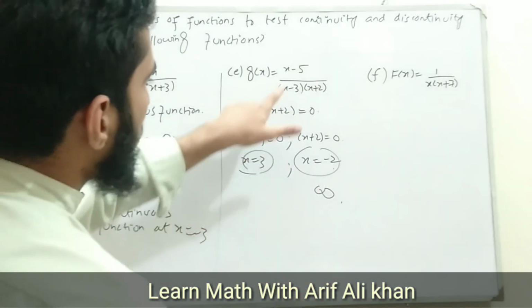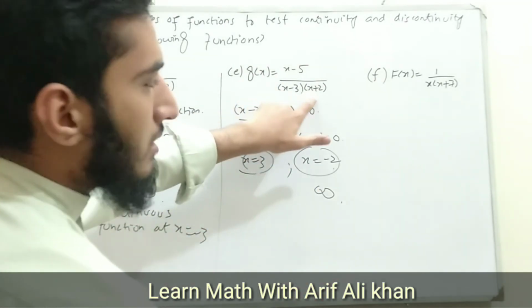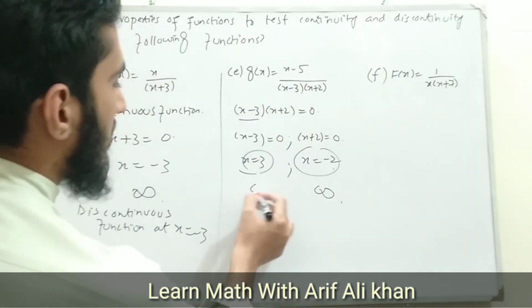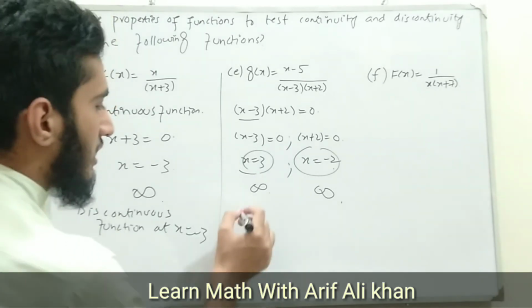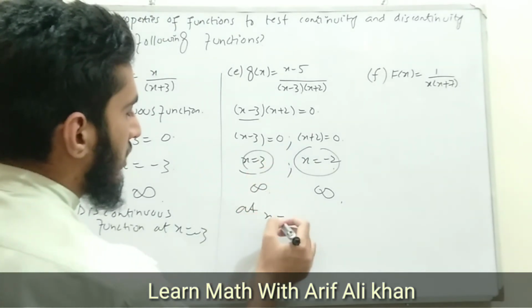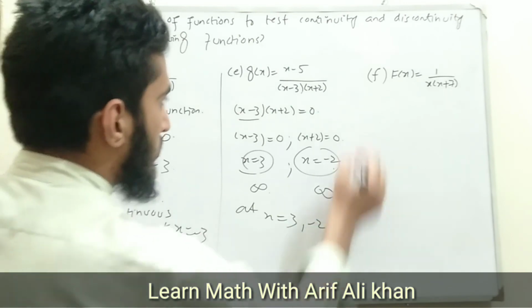And by putting x equal to 3 here, it will give us 0, and 0 multiplied by something gives 0, and something divided by 0 again gives infinity. So this is not a specific value. So it means that our function will be discontinuous at x equal to 3 and x equal to minus 2. So this is the required answer.